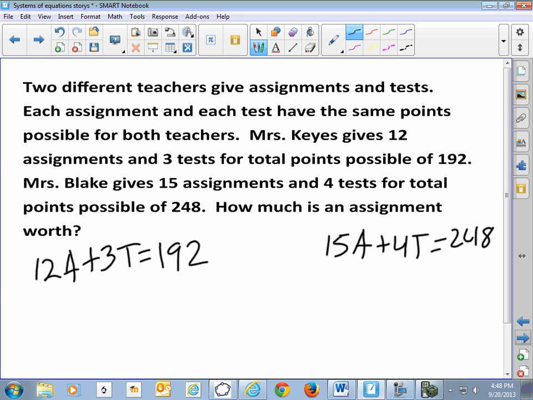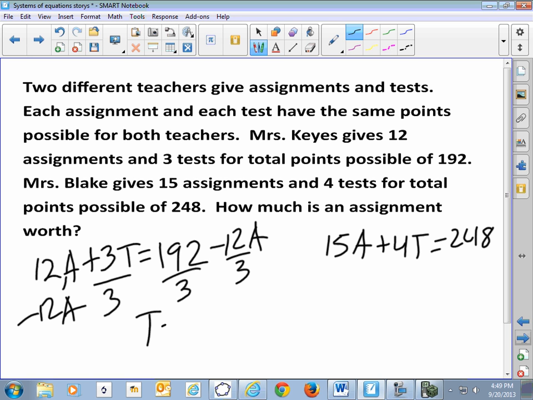Well, 15 and 4 do not divide evenly, but 3 and 12 do. So let's start there. Let's subtract 12 assignments from each side. So 3 tests is worth 192 minus 12 assignments. 1 test is worth 1/3 of that. So 1 test is worth 64 minus 4 assignment score points.